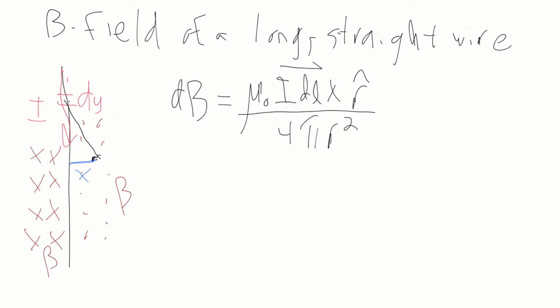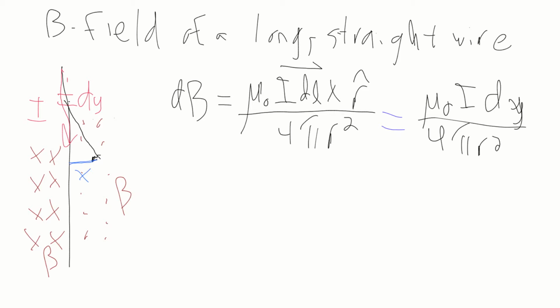That's going to be my contribution from the entire wire. And at this point, I'm going to have the same exact thing, so I'm not going to worry about that so much. I'm going to be much more worried about the other ones. So that means I'm going to go ahead and just reduce this to mu naught I dy over 4 pi r squared.